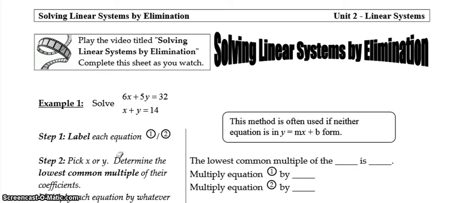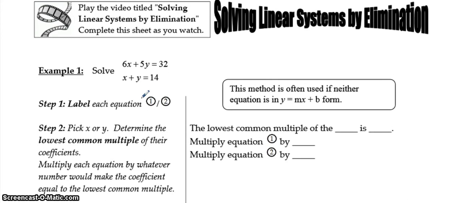Hi there, welcome to your video on how to solve linear systems by elimination. This is the second algebraic method of solving linear systems. The first was the substitution method that you learned last day. This method with elimination tends to be a little bit simpler.